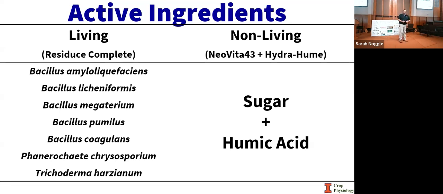So the source of sugar, this is a great question. So Neovita 43 is corn syrup based. We're putting out 1 gallon, it's about 4.5 pounds of sugar. And then our humic acid, we're doing 1 gallon to the acre of hydrohume. I should have clarified that.